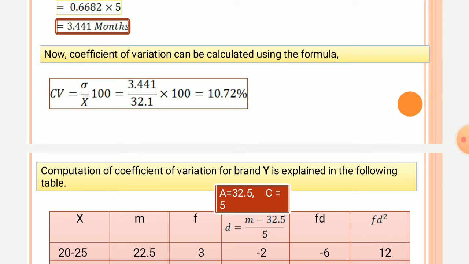Now the coefficient of variation can be calculated as CV equals sigma by mean into 100. So sigma 3.441 by mean 32.1 into 100 equals 10.72%. This is the coefficient of variation of brand X.